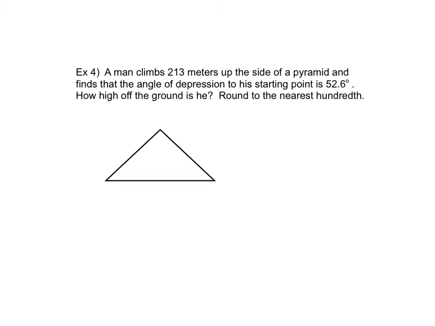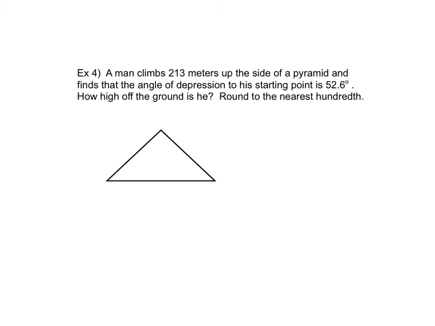Okay, looking at a second example, we have a man climbing 213 meters up the side of a pyramid. So if he's going up the side of the pyramid, I'm going to say that one side of the pyramid is 213 meters. And he finds that the angle of depression back to his starting point is 52.6 degrees. So keep in mind, he's now at the top of the pyramid. And this down here was his starting point.